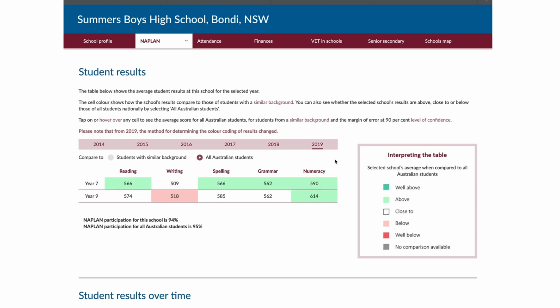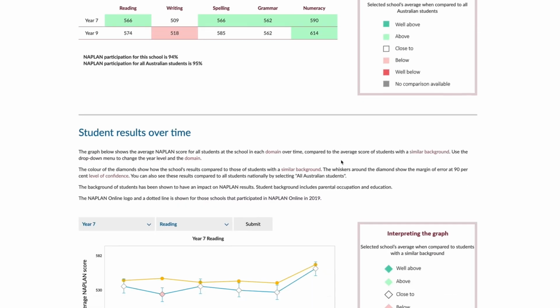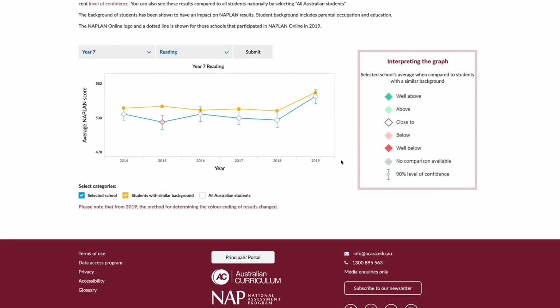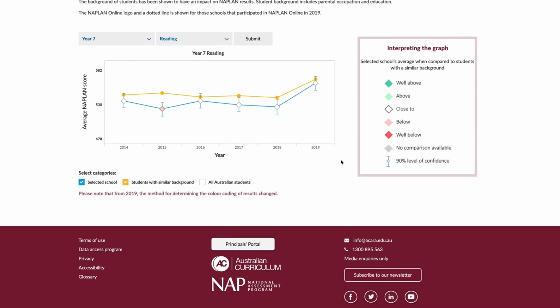will then see the performance of the selected school's students when compared to that of all students in the country, regardless of their background. A time series at the bottom of this page shows the school's student results since 2014, when compared to all students with a similar background, shown by the yellow line, or all Australian students, shown by the grey line.